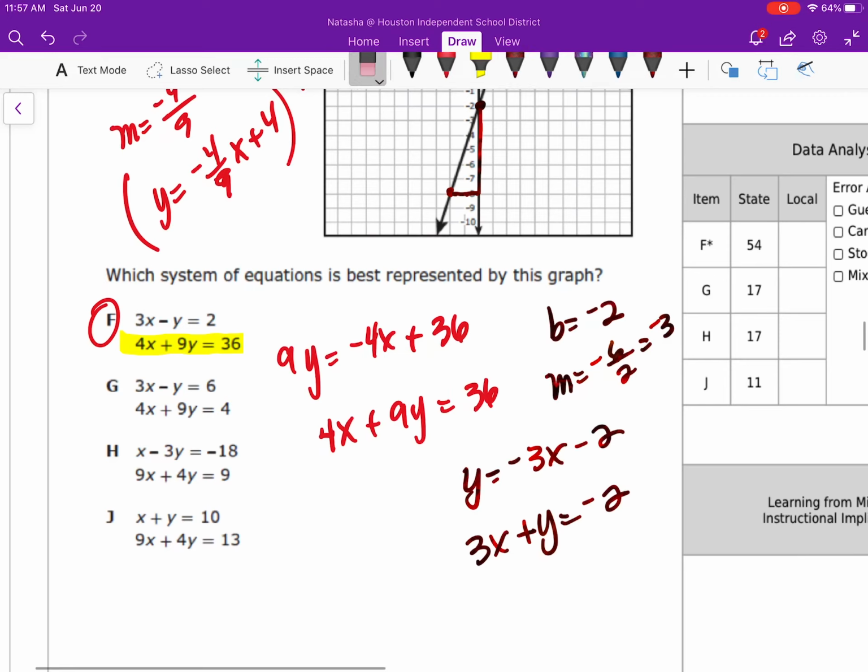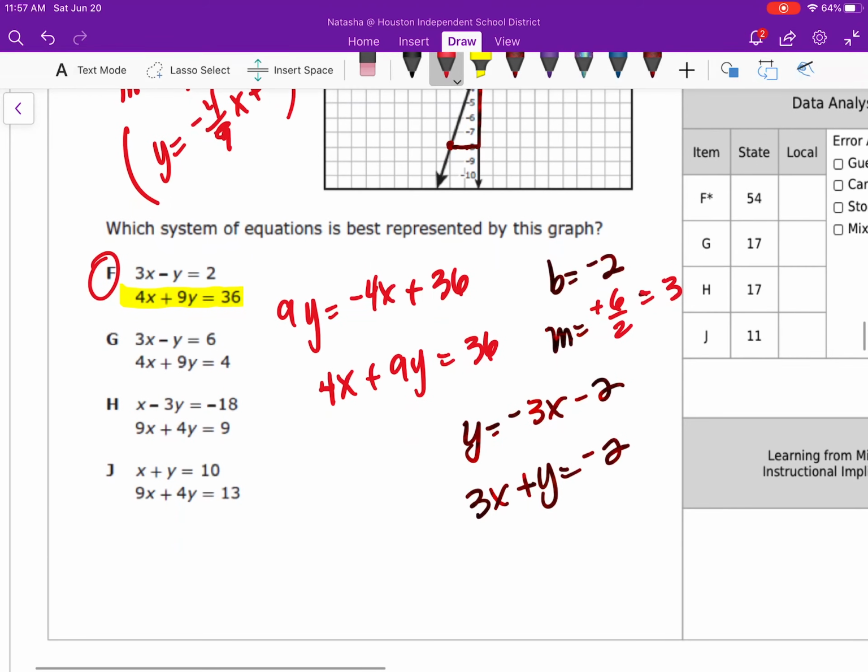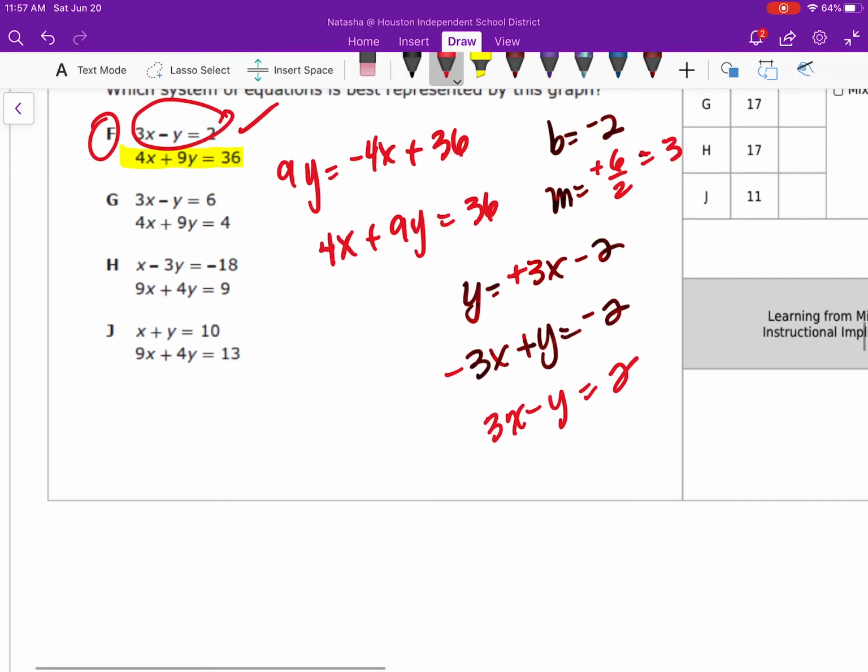Oh, I made a slight mistake. That should be positive. It is not a negative. I made a mistake that all my students make. This should be positive 6 over 2, which gives me 3. So this makes this positive 3. So then when that moves over, I need to switch my sign. So this becomes 3x minus y is equal to positive 2, which is our answer.